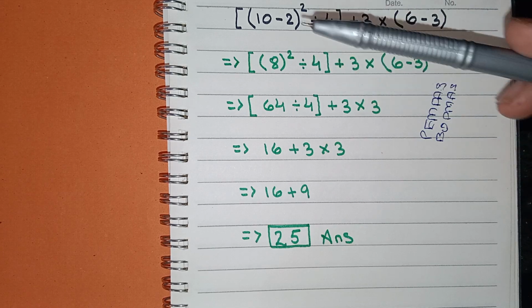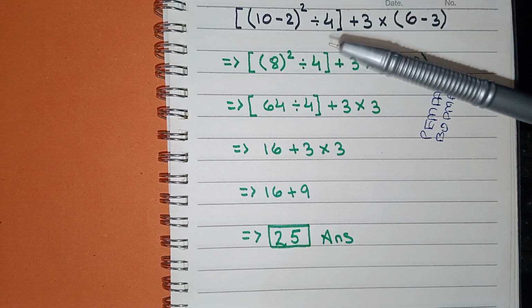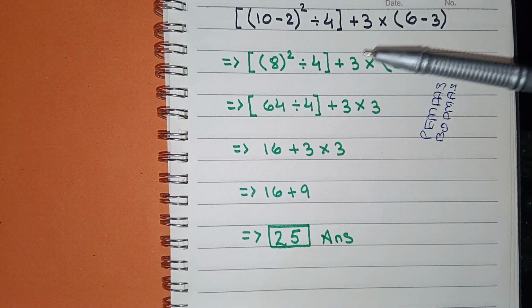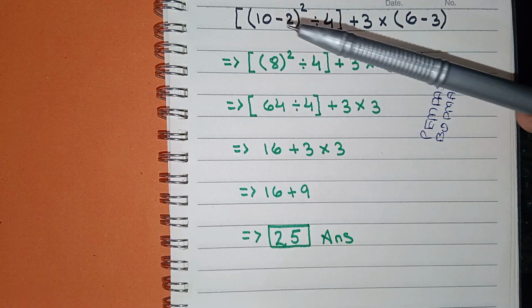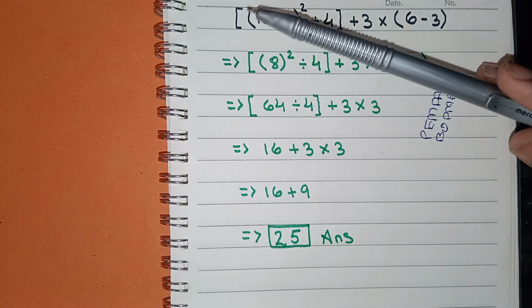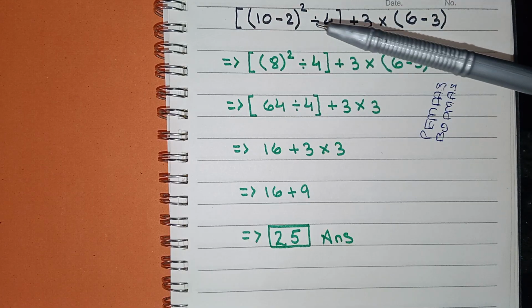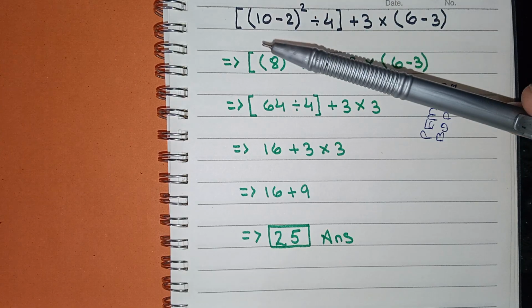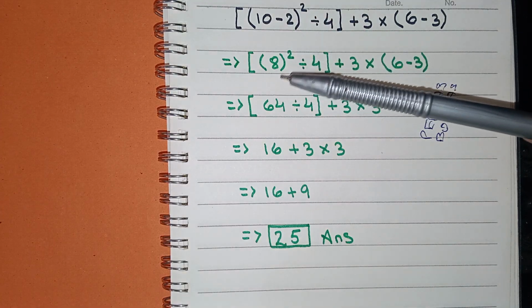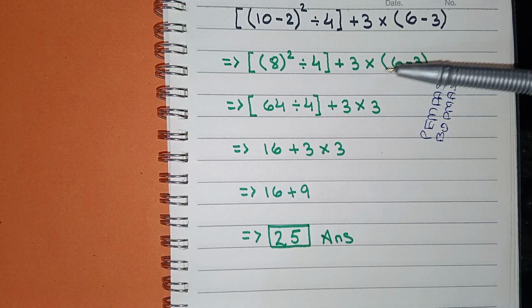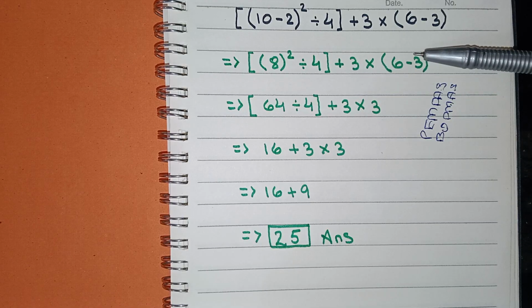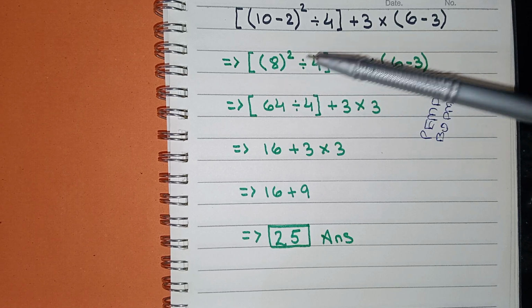The question is: (10 minus 2) whole square divided by 4, plus 3 multiplied by (6 minus 3). Firstly we will solve the inner bracket. These are the big brackets and these are the big brackets. The inner bracket 10 minus 2 is 8, so we get (8 square divided by 4) plus 3 multiplied by (6 minus 3), because there are two brackets: 6 minus 3 is one bracket, and the bigger bracket is the other.